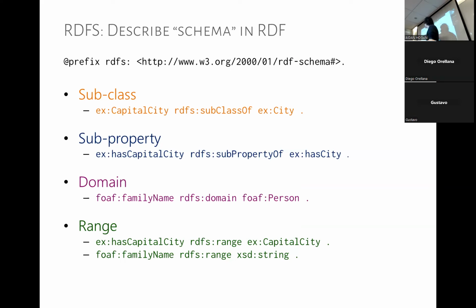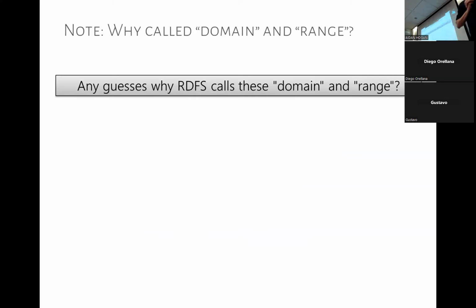So essentially, if we want to say a subclass, we can use rdfs:subClassOf. So we can say a capital city is a subclass of city using rdfs:subClassOf. We can say subproperty: has capital city is a subproperty of has city; domain: family name, domain person; and we can say range: has capital city, range capital city; for family name, range xsd:string, for example. So it gives us some well-defined standard relations that we can then define the semantics of and use to do some inferencing. So any guesses why RDFS calls these relations domain and range?